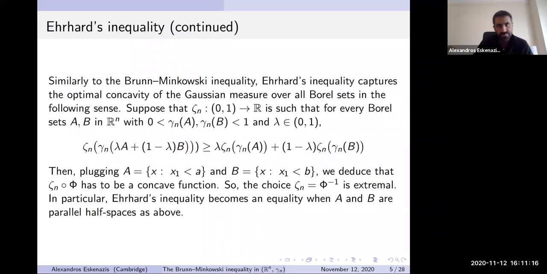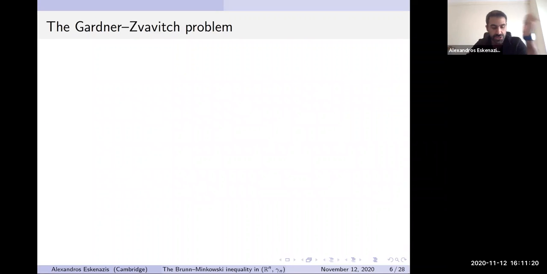Okay. So now Ehrhard's a great inequality. Its main feature is that it simply does not see the geometry of the set. It's true for every Borel set, so it's basically a measure theory inequality. But that's in a way also its disadvantage. It's somehow oblivious to additional geometric properties of the sets.